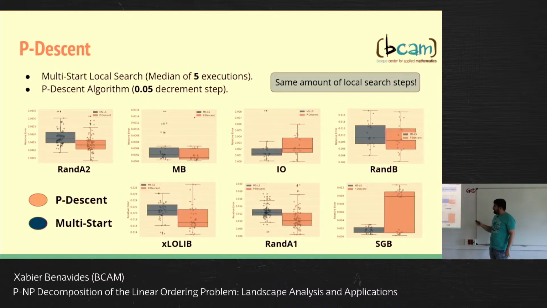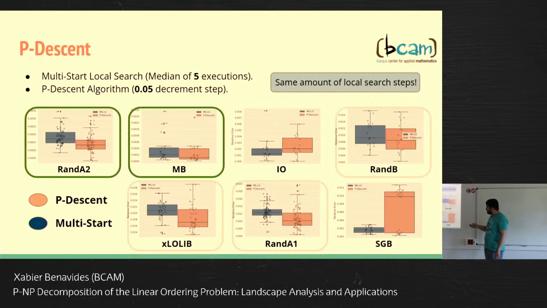The obtained results are summarized here in these box plots. Each box plot represents a different benchmark. The y-axis represents the relative error with respect to the best known solutions in each case, so lower values mean better results. Finally, the orange color represents our p-descent and the blue color represents the multi-start local search.